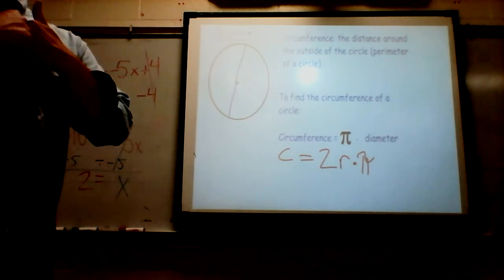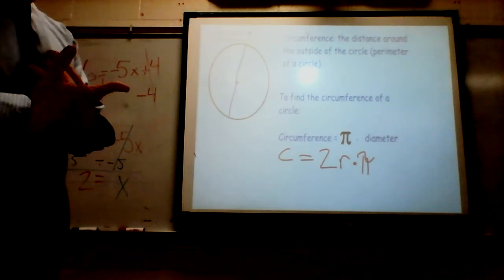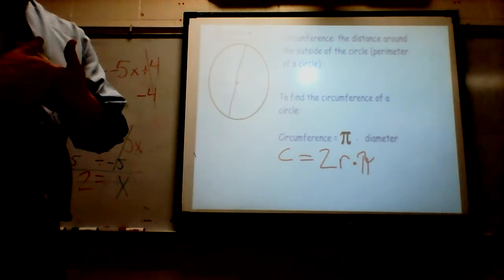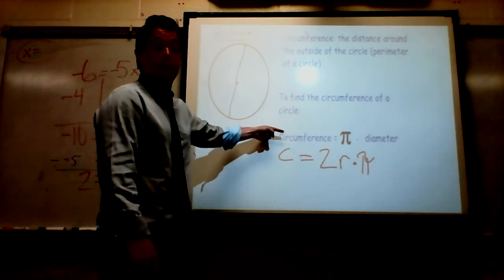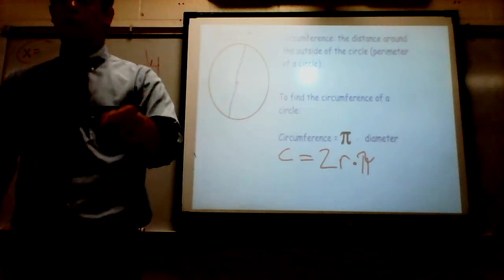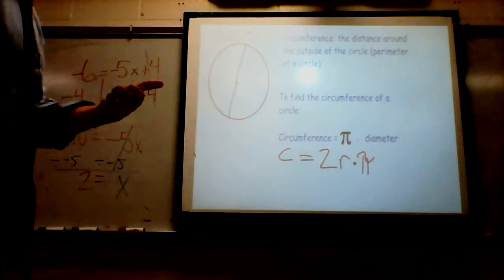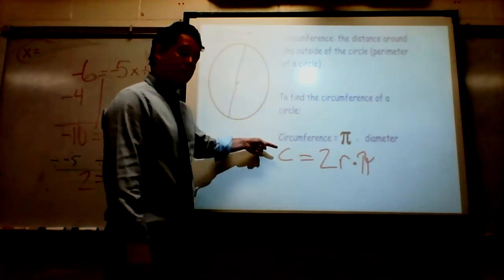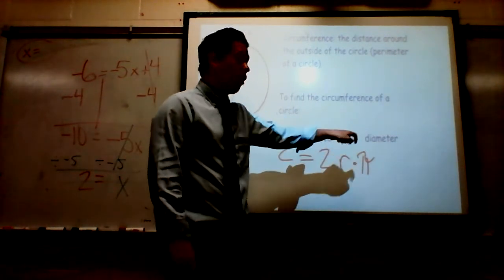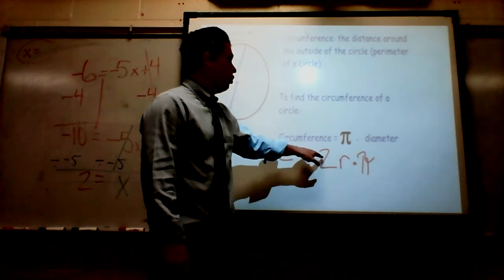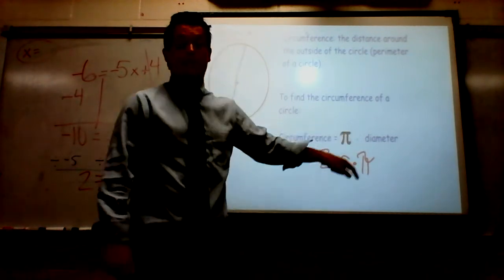So, choose which formula you are going to use for circumference, and this is a formula that you need to memorize. Whichever one of these formulas you want to do, that is the formula you should use for this entire class period and from now on. They have the same value. Circumference equals pi times diameter, or circumference equals 2 times radius times pi.